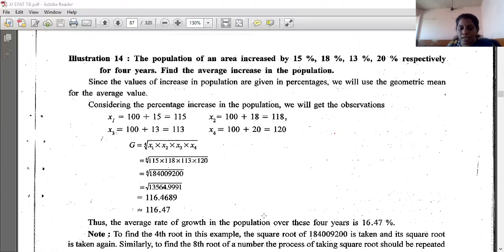So the calculation shows that your answer is 116.468, that comes to 116.47. So this is the average rate of growth in the population over these 4 years, 16.47%. If it is in percentage, you have to do minus 100, so 116.47 minus 100 will give you 16.47%. Okay, you have to do minus 100, then you will get the percentage.